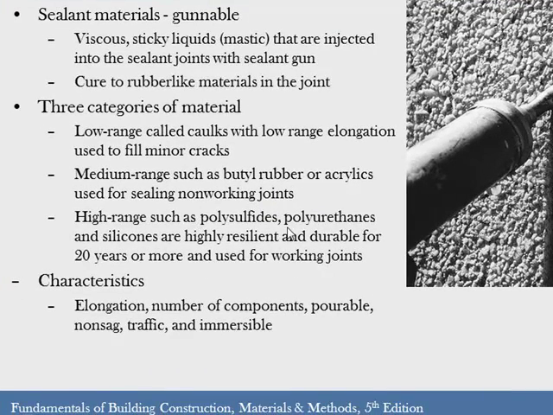The high range, such as polysulfides, polyurethanes, and silicones, are highly resilient and durable for 20 years or more and used for working joints. That means they give and take. They'll bend back and forth.